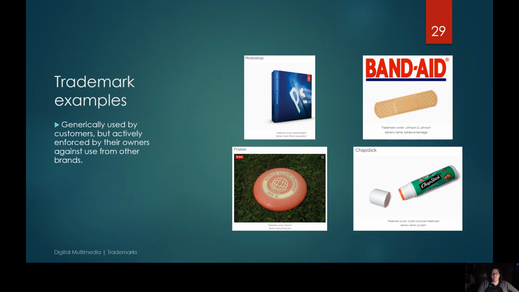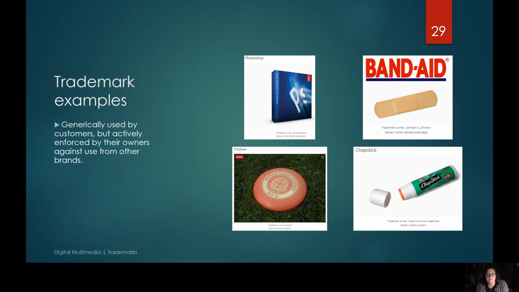So for example, one of the biggest ones you're going to hear now is if anybody edits a photo in anything, it is now being called that it's been photoshopped. Photoshop is actually a brand that's put out by Adobe, but it's a term that's being used generically. You also have the term Band-Aid. Band-Aid is a brand owned by Johnson & Johnson. It's the generic name should be adhesive bandage.